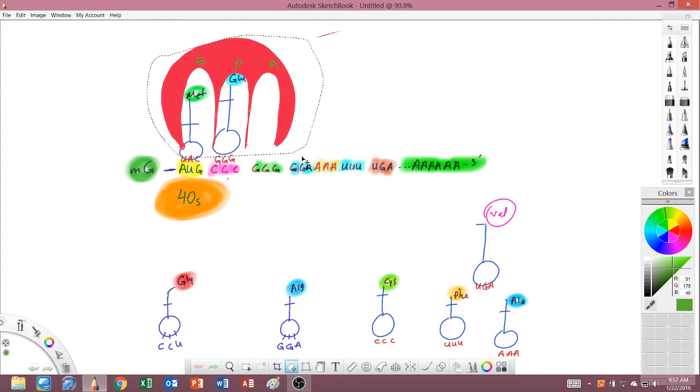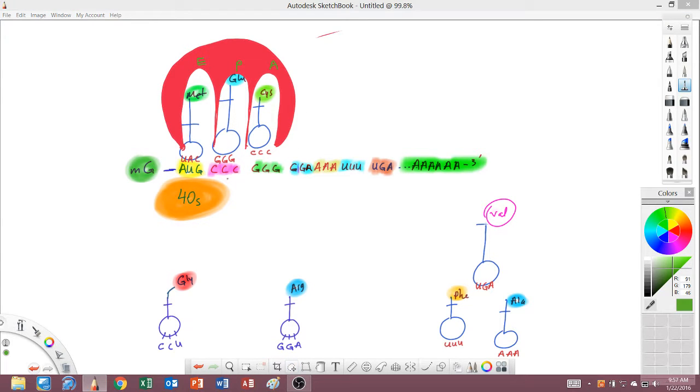Now the A site is empty again. When it's empty, the next tRNA can come. And whatever the next one is should be CCC, right? There you go. This comes. Which means already there was a bond formed. So let's assume that we went through this already. There was a bond formed between these two. They were attached. Now you want to make attachment here when cysteine comes here.